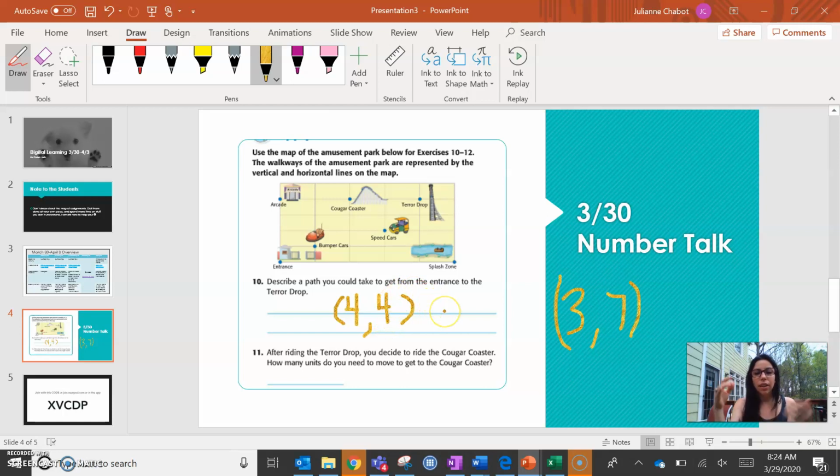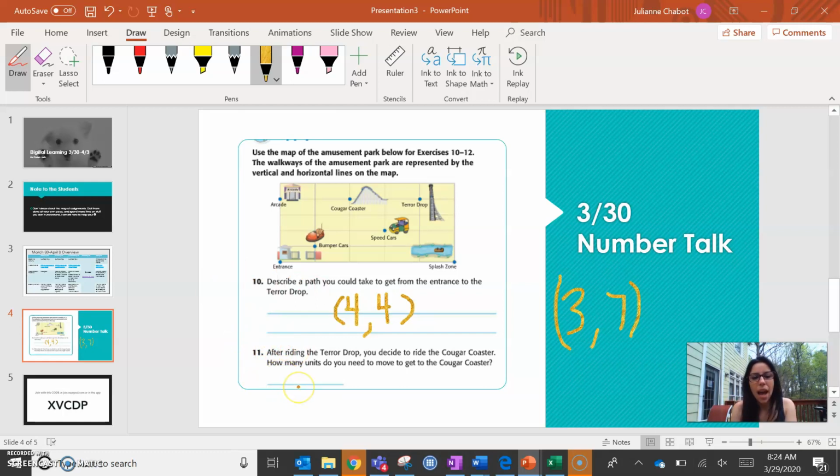So look, 4, 4. Now, if you don't know anything about coordinate planes, that does not mean anything to you, right? But if you know that this first number tells you how far you walk, and this second number tells you how high or low you go, then we're surely going to be able to find the terror drop, right? All right, awesome. Now let's look at this.